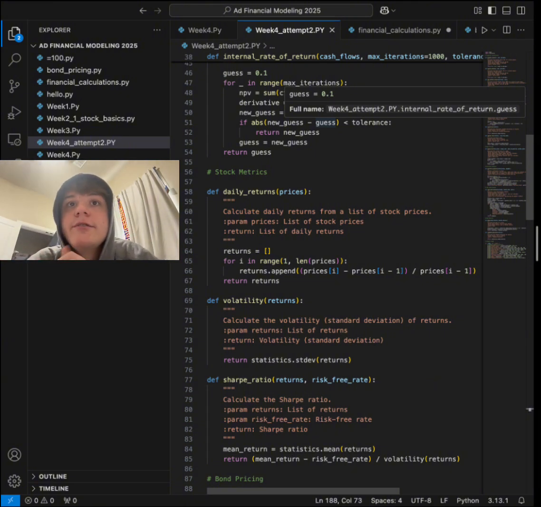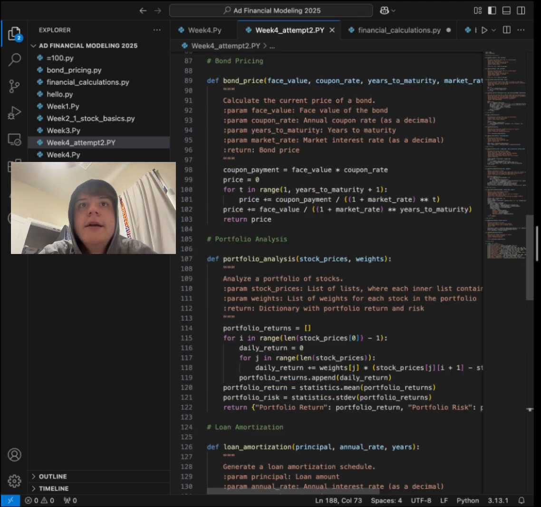Then Sharpe ratio, def Sharpe ratio returns risk-free rate. Calculate the Sharpe ratio, param returns, list of returns, param risk-free rate, return Sharpe ratio. Mean underscore return equals statistics dot mean parentheses returns, return parentheses mean return minus risk-free rate, divided by volatility return. So now on line 87, we can look at bond pricing. Def bond price is face value, coupon rate, years to maturity, and market rate. I believe that is all.